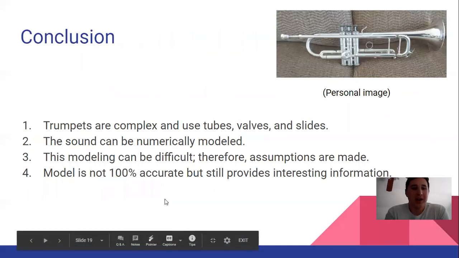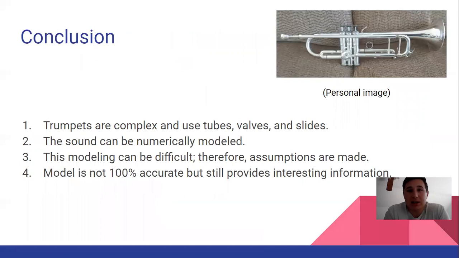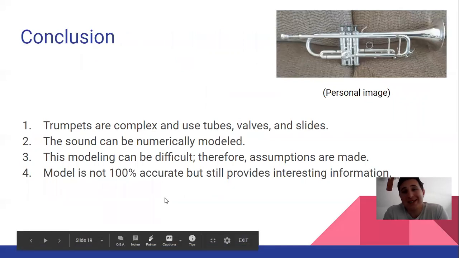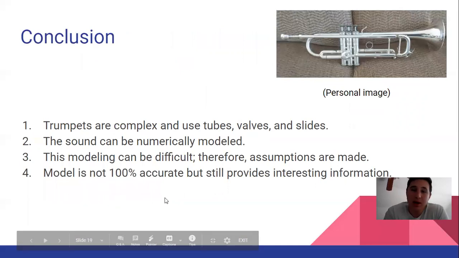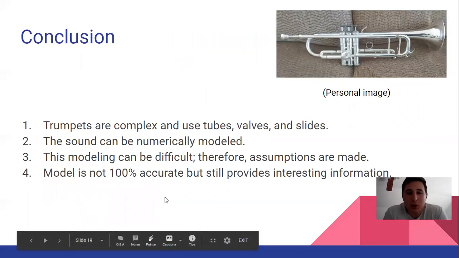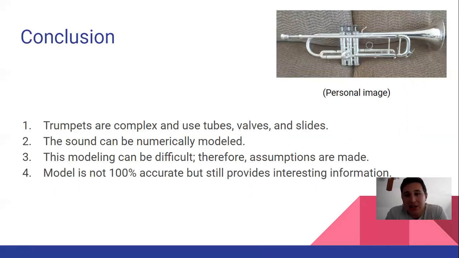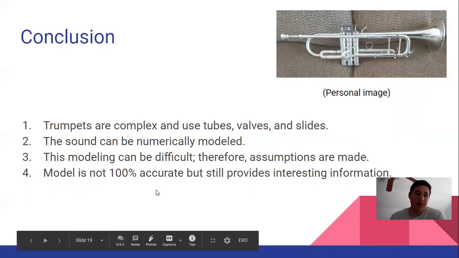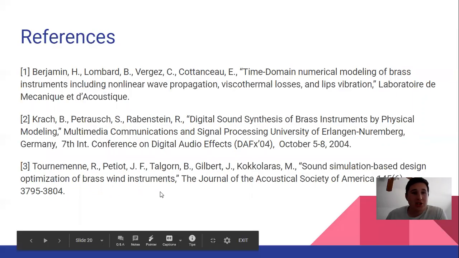All right, so in conclusion, trumpets are complex and use tubes, valves, and slides to produce the music we all know and love. That sound can be numerically modeled, but it is very difficult, it's very complex, so we make assumptions to simplify that process, but that introduces error into our results, which makes them deviate from the truth. But even though that deviation is there, it's still worth doing because it's still fairly close to the truth and provides interesting information. So, with that being said, thank you very much.